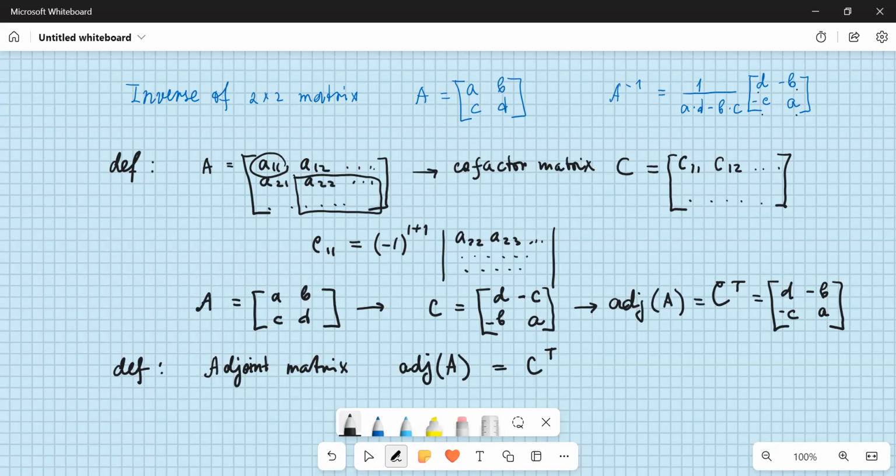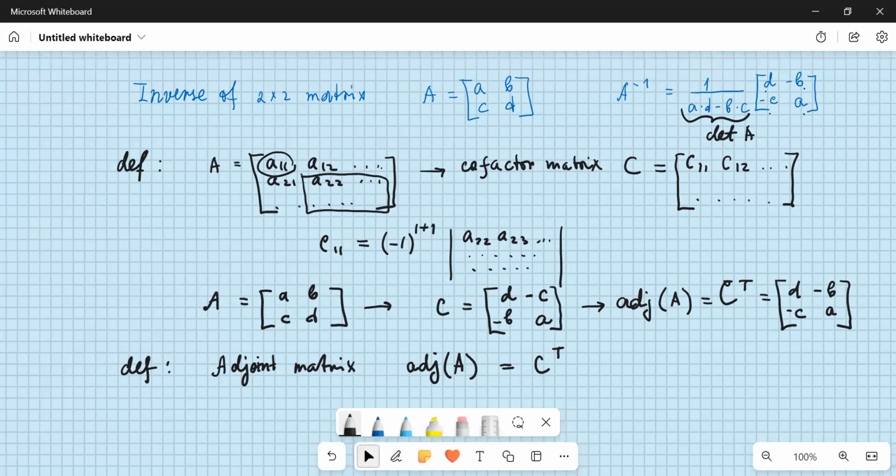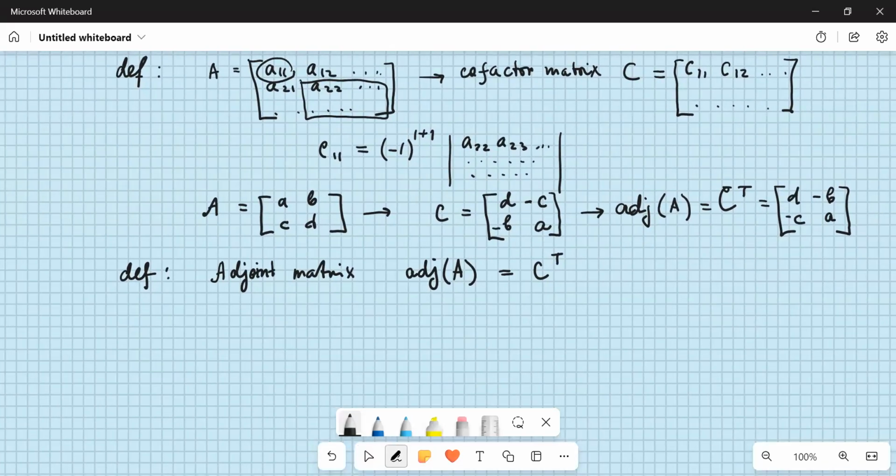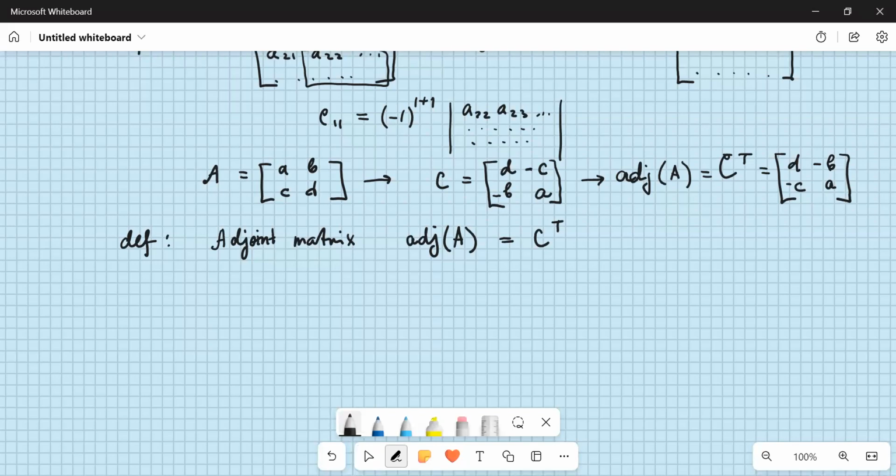What is actually AD minus BC for a matrix 2 by 2? This is the determinant of matrix A, actually. Well, for 2 by 2, it's going to be literally AD minus BC, but for bigger matrices, it's going to be more complicated. So what does it mean, guys? It means that the inverse matrix can be built using this adjoint matrix. So the only missing thing to build the inverse for a 2 by 2 matrix is to have 1 over the determinant of A. And that's going to be the rule for bigger matrices too.